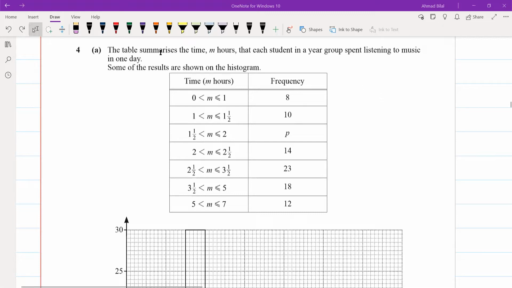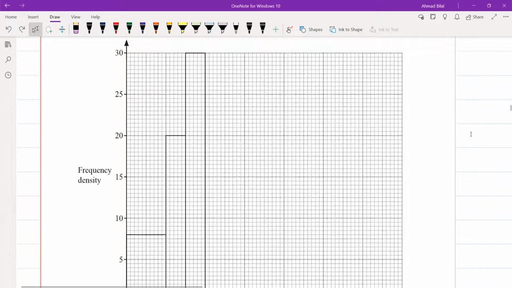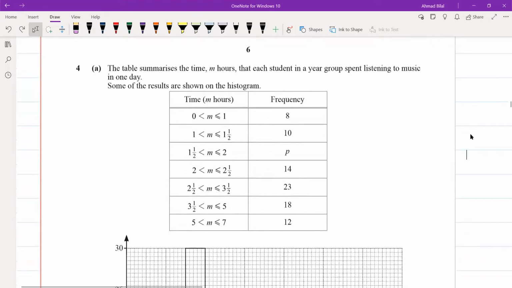Okay, now we have this table that summarizes the time that each student in a year group spent listening to music in one particular day. Some of the results are shown on the histogram. तो नीचे histogram के अंदर आपको ये results show किए हुए हैं इसने. ठीक है. अच्छा, अब क्या क्या information है?